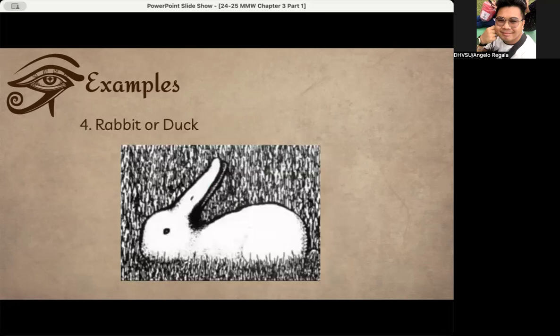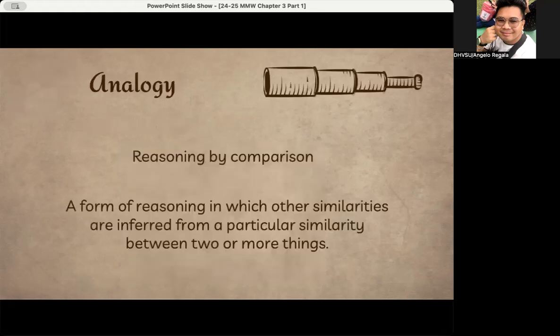Okay. Is this a duck or a rabbit? For me, it's a rabbit. But if you lean your head to the left, mukha siyang duck. Okay, but it's a rabbit. Okay, next one. The next type of reasoning is analogy.